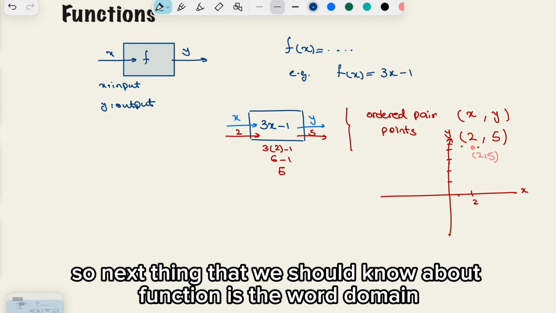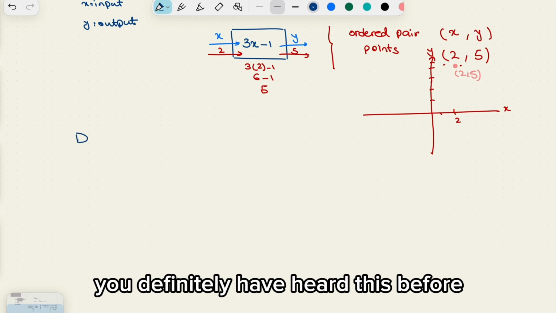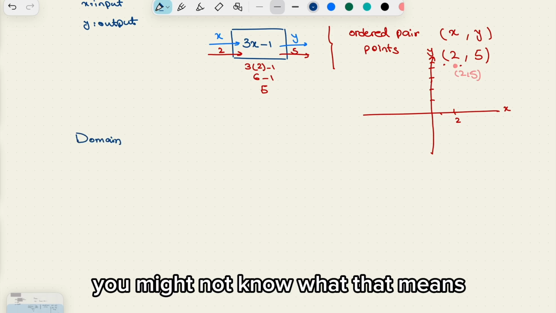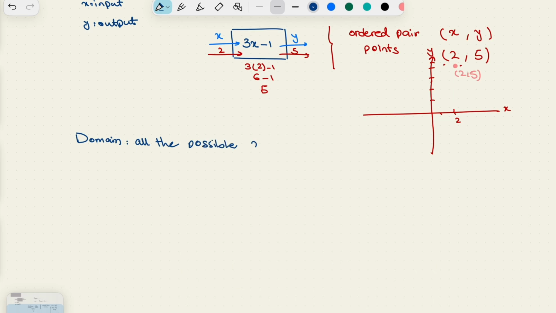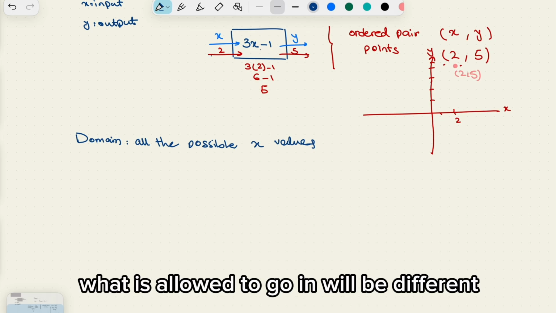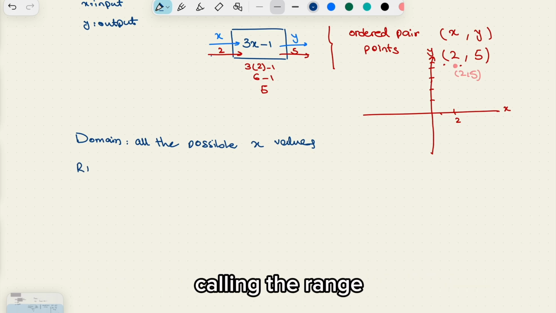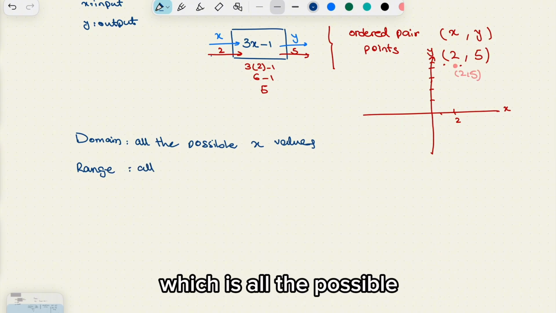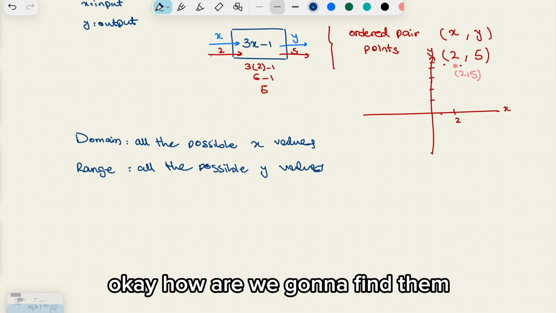So next thing that we should know about functions is the word domain. You definitely have heard this before. You might not know what that means, but let's get into that. Domain means all the possible x values. For each machine, what is allowed to go in will be different. And what comes out will also be different, calling the range, which is all the possible, you can guess that now, y values. Okay, how are we gonna find them now?